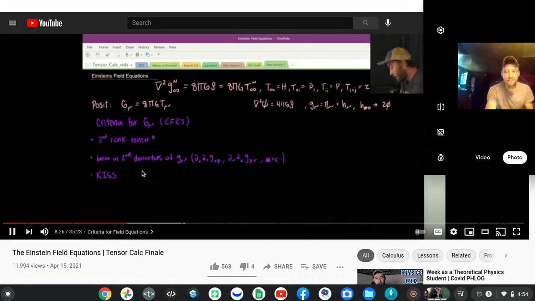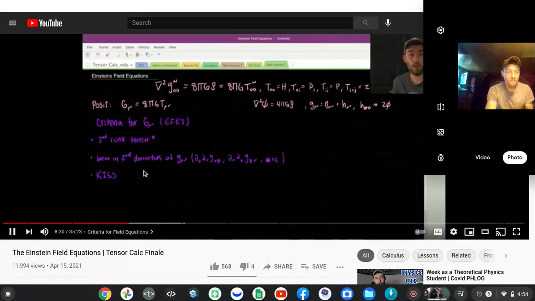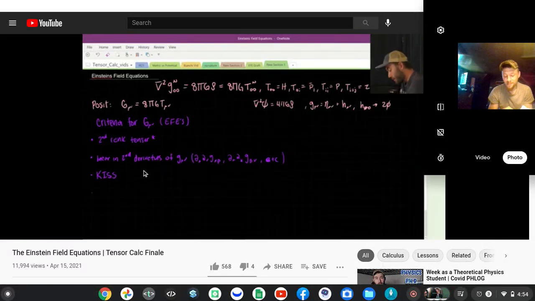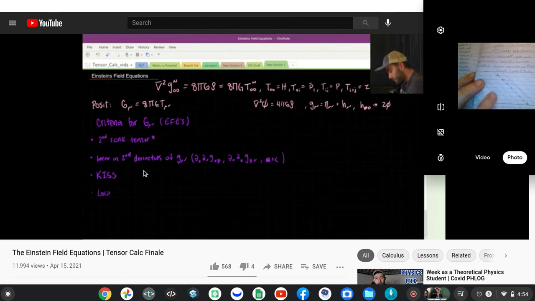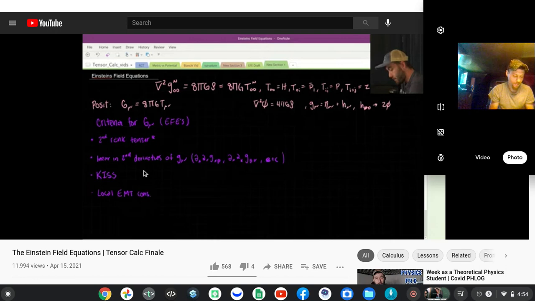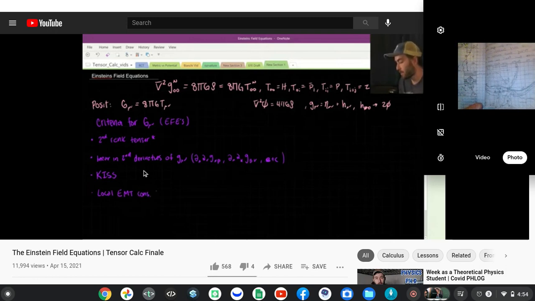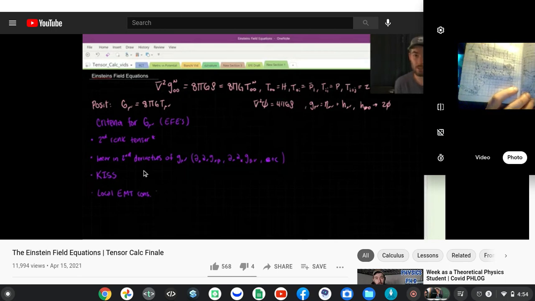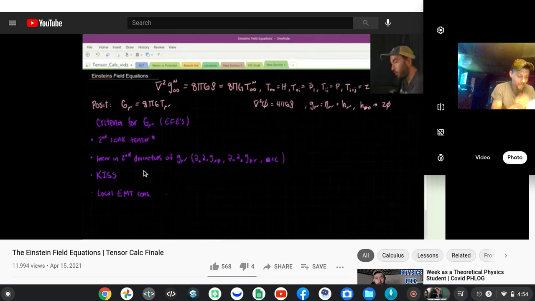What else do we need? We also would like it to satisfy some form of local energy momentum conservation, right? So local EMT conservation. EMT is the energy momentum tensor. Mathematically, this can be phrased in terms of the energy momentum tensor being divergenceless. Since this is local, you should be a little bit more careful with conservation laws and divergencelessness and making the connection between the two.